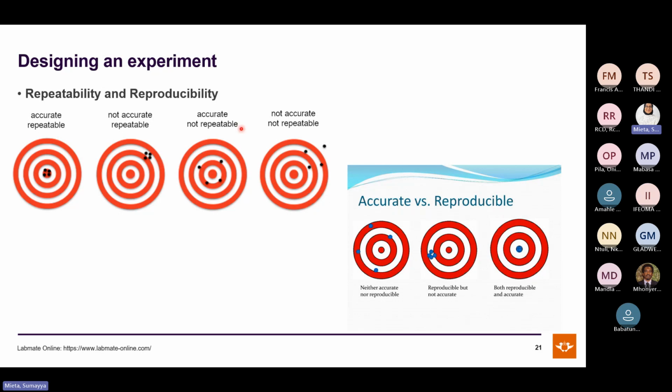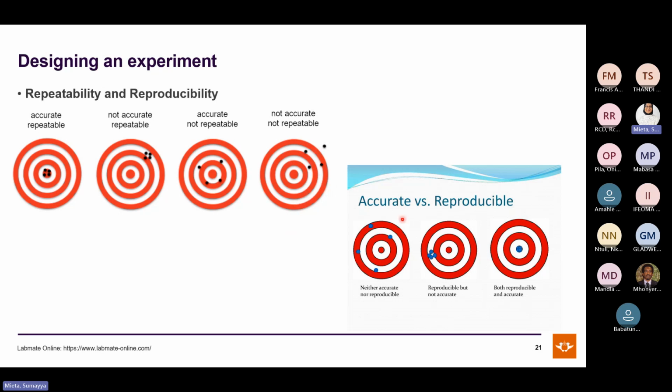Okay. Then we can have those that are accurate, but not repeatable. So they're within the same range here, but there are differences in them, that they're not closely aligned. Okay. Or we have the last one, which is not accurate and it's not repeatable either. They're lying at opposite ends of the spectrum.